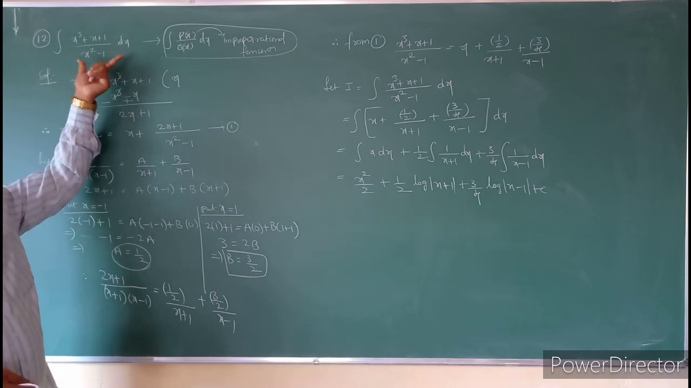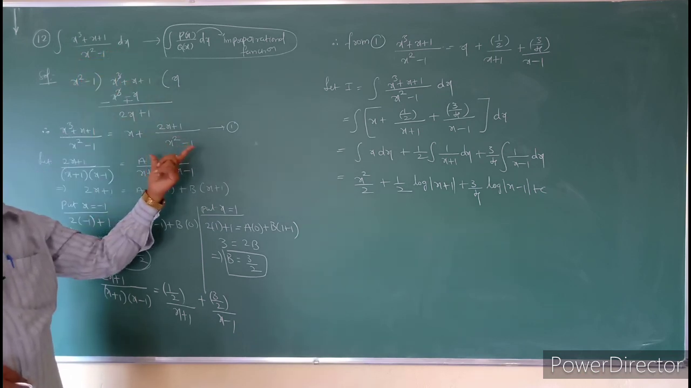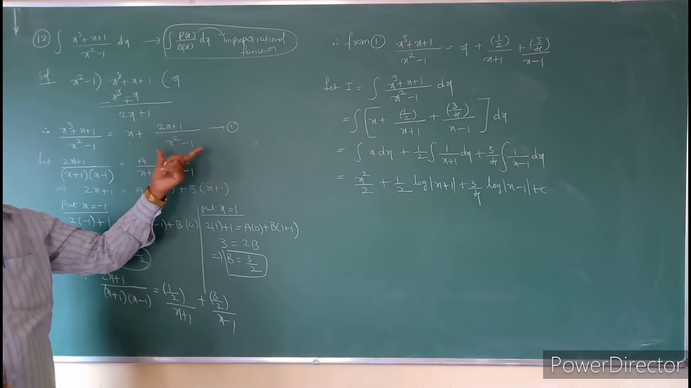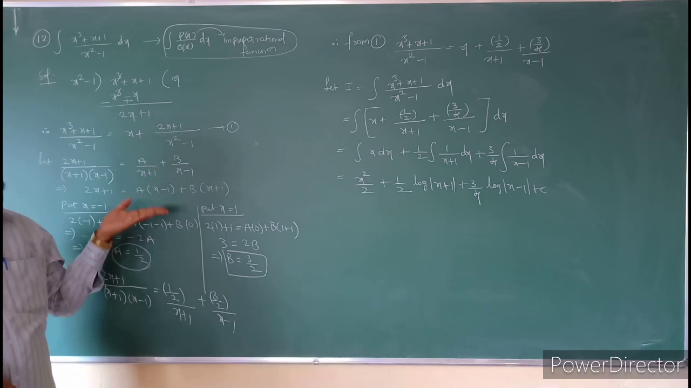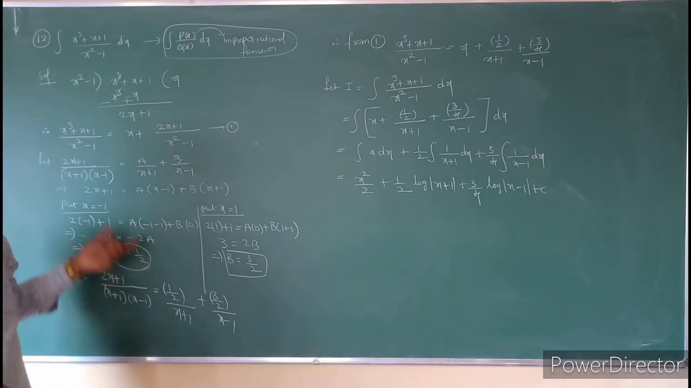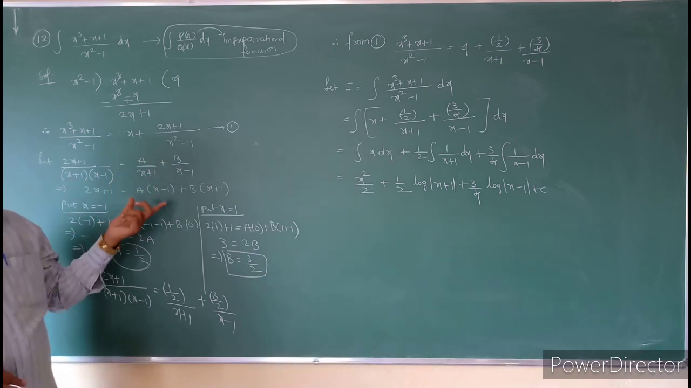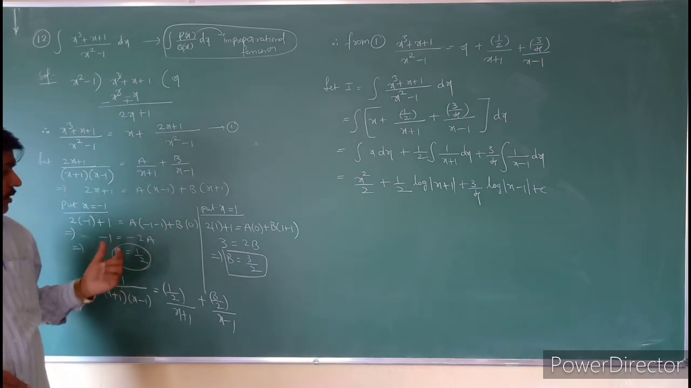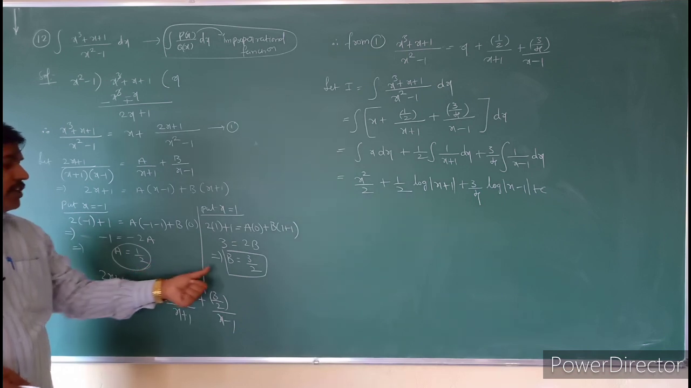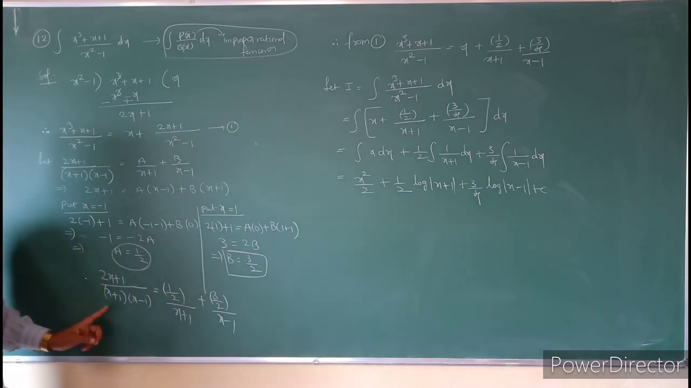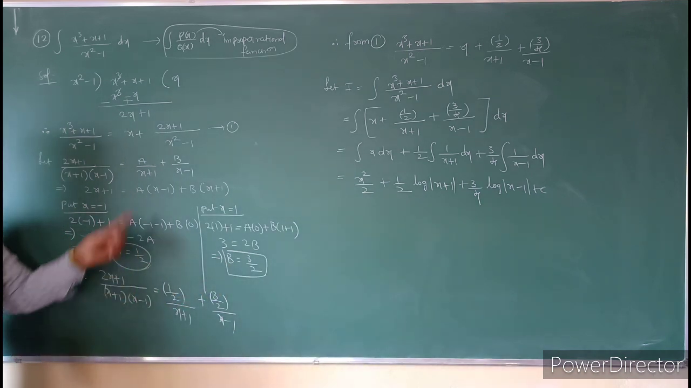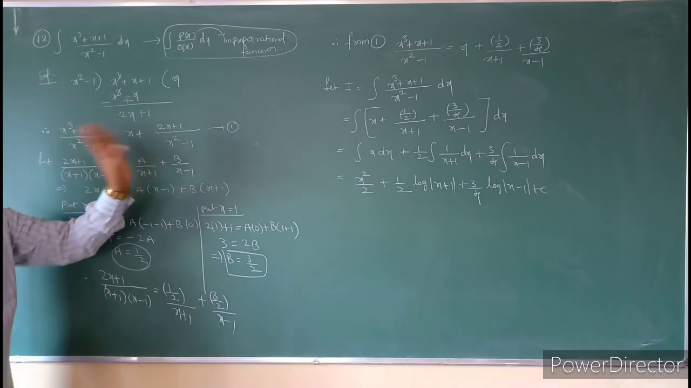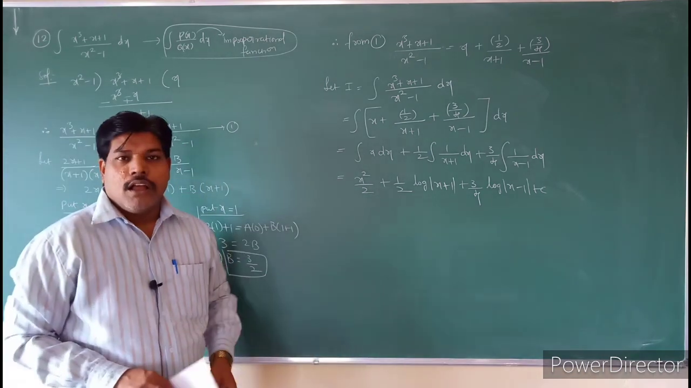So the given improper rational function we have converted into a proper rational function. If you convert like that, then you can take the partial fractions. Two linear terms are there. You can take A by x plus 1 plus B by x minus 1, and take A equal to 1 by 2 and B equal to 3 by 2. After getting the A and B values, substitute these values in equation 1 and apply the integrations. You will get the answer.